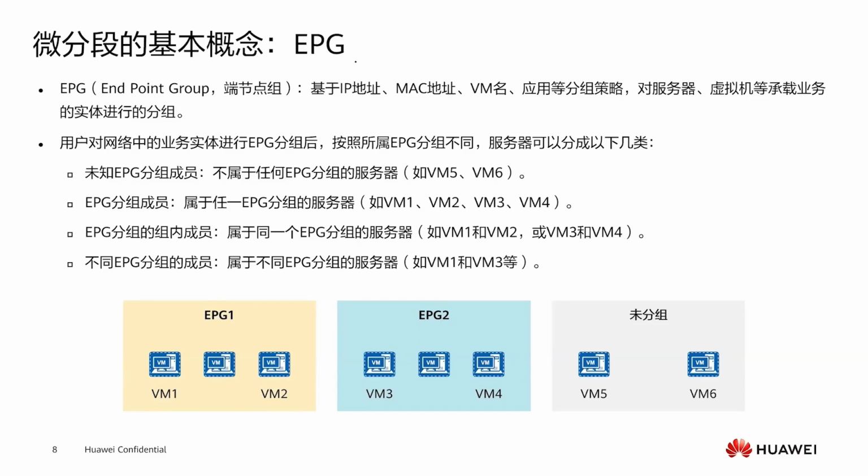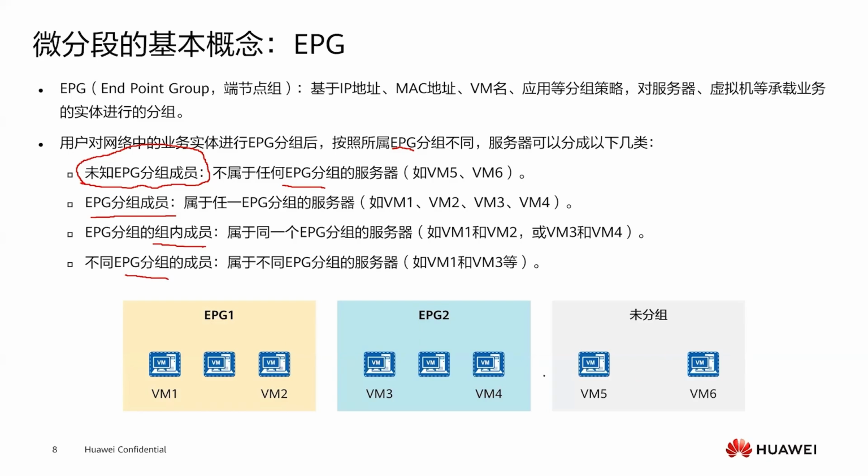Okay, next let's look at our definition of an EPG, called an endpoint group. It is actually capable of classifying based on many characteristics. So, according to our definition, we can classify our EPG into different categories. For example, the first one is if you haven't assigned it to a group, it's as if it hasn't matched any group, called an unknown group member, not belonging to any group. Group members, as you can understand, are just those who have been assigned.